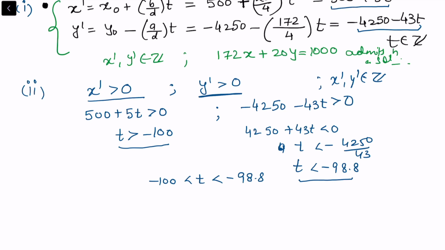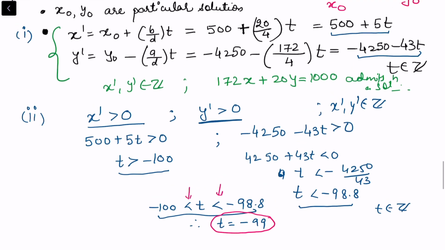So now you can see that because t is an integral value, t belongs to integers. So the only possibility for t is that it takes minus 99, because you notice that equality is not included here. So for t equal to minus 99, we substitute back into the relation that we have already obtained, this expression, and from there you can get the value for x dash and y dash.